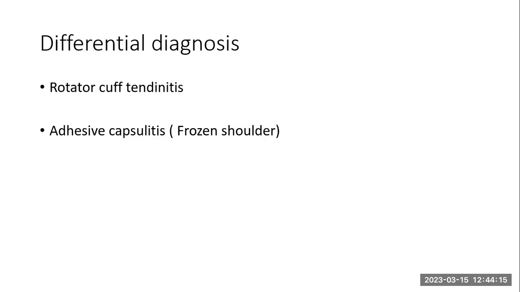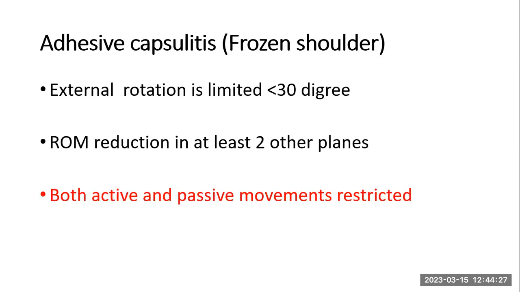So there are two possibilities mainly, rotator cuff tendinitis and adhesive capsulitis. But we'll see what adhesive capsulitis is and how they present. In adhesive capsulitis, their external rotation is the first thing to go. They can only do less than 30-degree external rotation.